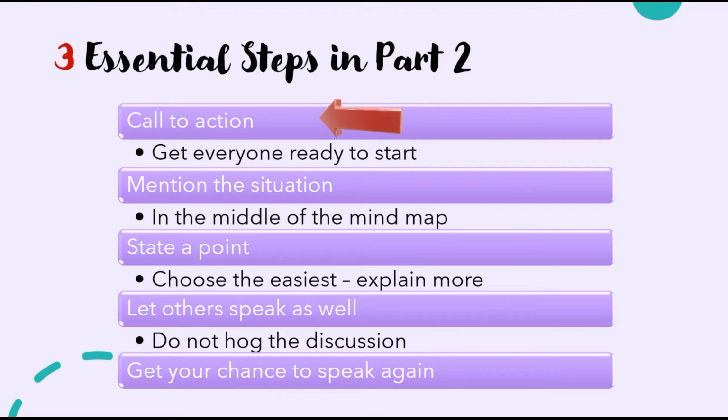After everyone is ready to start, you will mention the situation. The situation is written in the middle of the mind map. After that, state one point from the 5 prompts given. Choose something that is easiest for you. This is because you want to be able to explain more about it. Speak for about 1 minute, and then let the others speak as well.